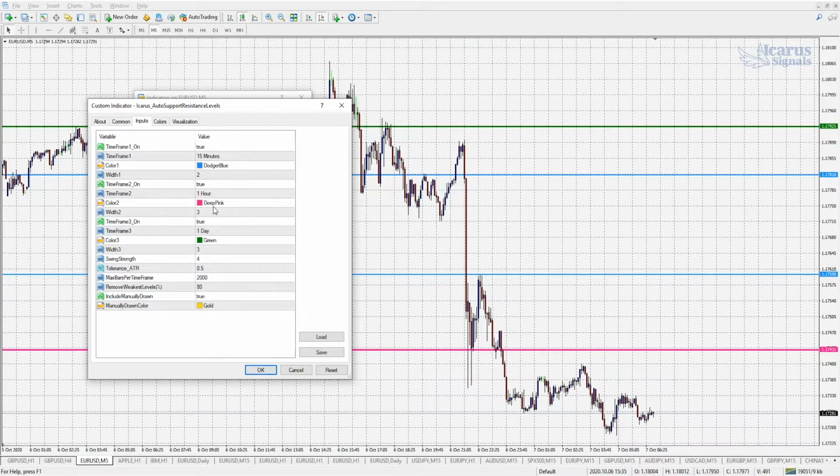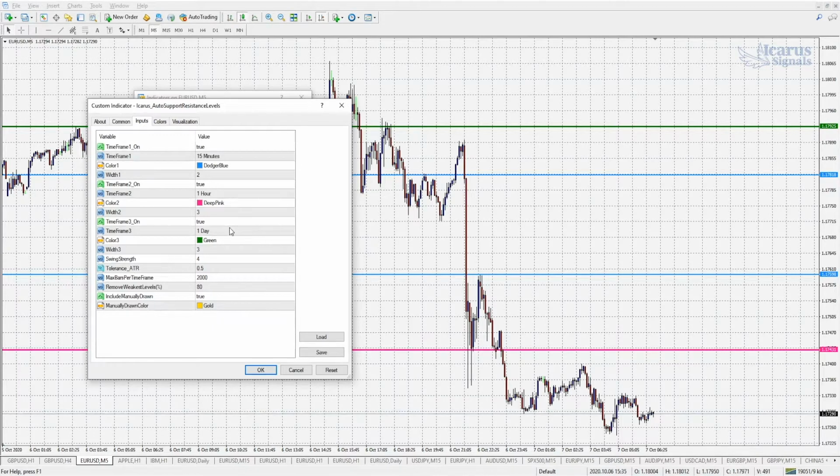We're then going to move down to a pink line, which will be the 1 hour time frame, where the code flicks across to a 1 hour chart and looks for instances where price has swung in this 2000 bar per time frame. So it's going to look back in time 2000 bars and look for different levels where price has been reliable.